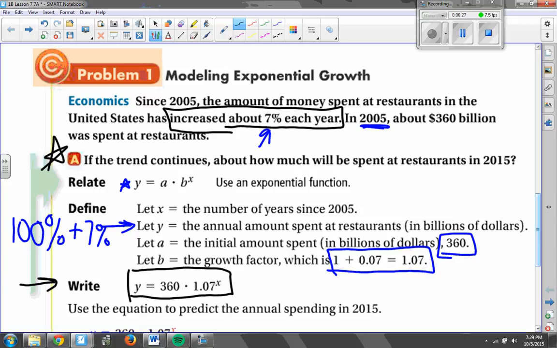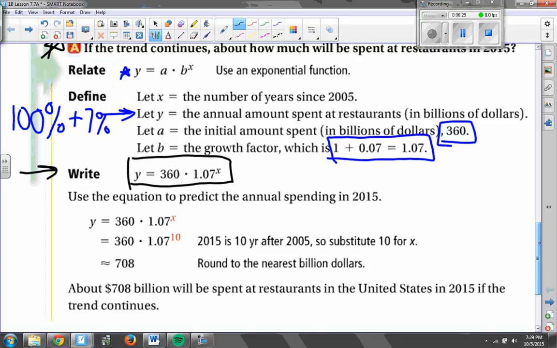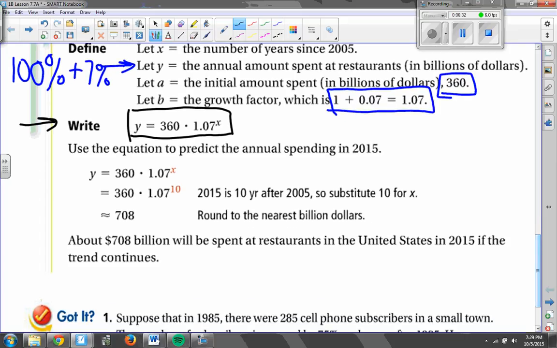Okay. Now, let's imagine that we want to go 10 years into the future, because we don't care about 2005. We actually want to predict the annual spending in 2015. So the first question for us is, how many years has it been since 2005? Well, they tell us right here that 2015 is 10 years after 2005. So we know that our x number was years after 2005. So we will substitute in 10 for the x.